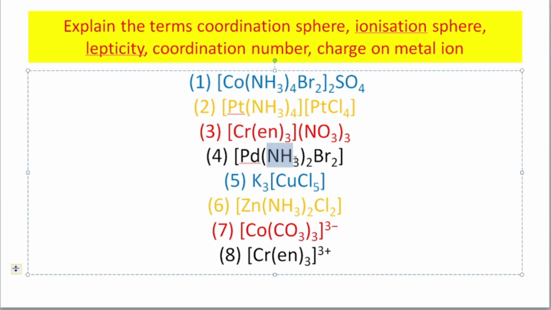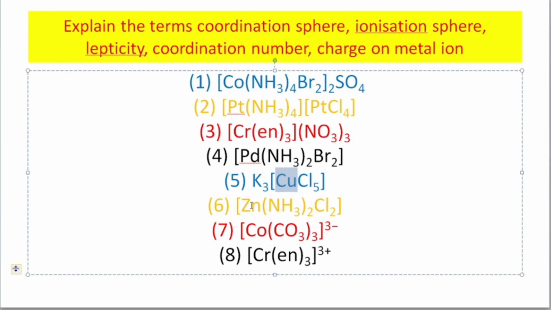Now see the fourth complex. Ammonia carries no charge. Bromide carries minus 1 charge. So what will be your equation? Q plus 0 minus 2. Why 2? Because 2 bromides are there and each bromide carries minus 1 charge, is equal to 0. So what is the charge on palladium? Plus 2. See the fifth complex. Potassium carries plus 1 charge. Chloride carries minus 1 charge. Now what is the equation? Plus 3 plus Q minus 5 is equal to 0. Then what is the value of Q? Q is equal to plus 2. So charge on metal ion, that's copper, is plus 2 here.